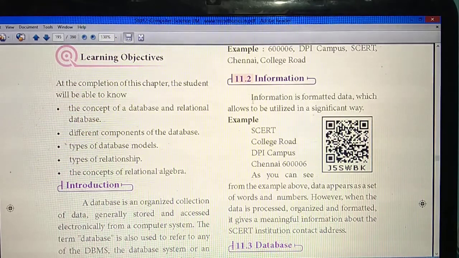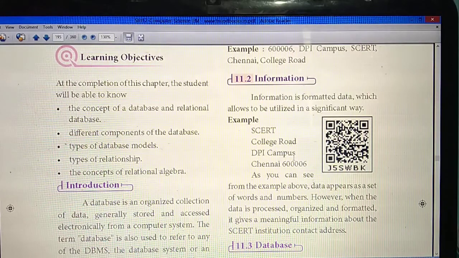The same example they are giving. See, SCRT College Road, DPI campus, Chennai 606. Altogether, you know this is the address of a particular college or institution, isn't it? Separately we can say SCRT is one data, College Road is one data, DPI campus is one data, each is separate data. But altogether, when you read it, you know this is the address of the particular institution. So that is called information. Understand the difference between data and information?